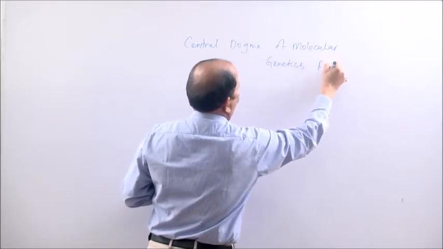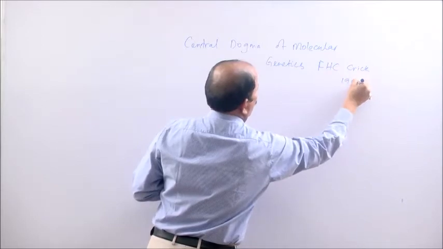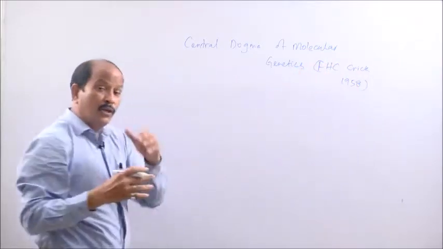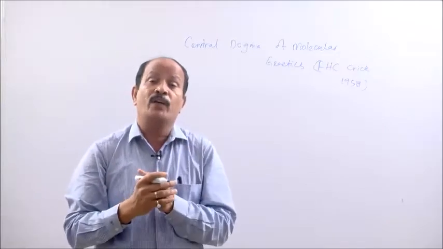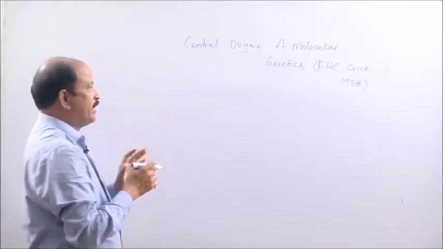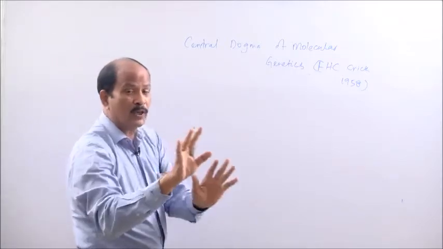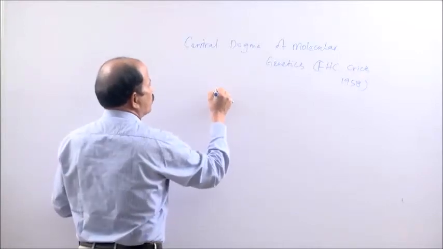F.S. Crick, Francis Crick in 1958. This was proposed in 1958. Their vision of Crick was how the genetic material functions. The genetic material of all cells, I am not speaking of the virus because it will take a lot of time. All the cells have DNA as genetic material.